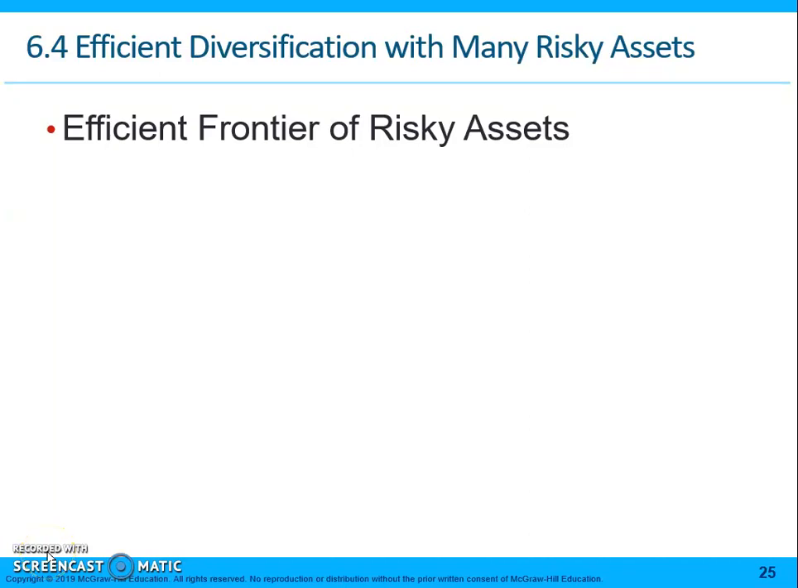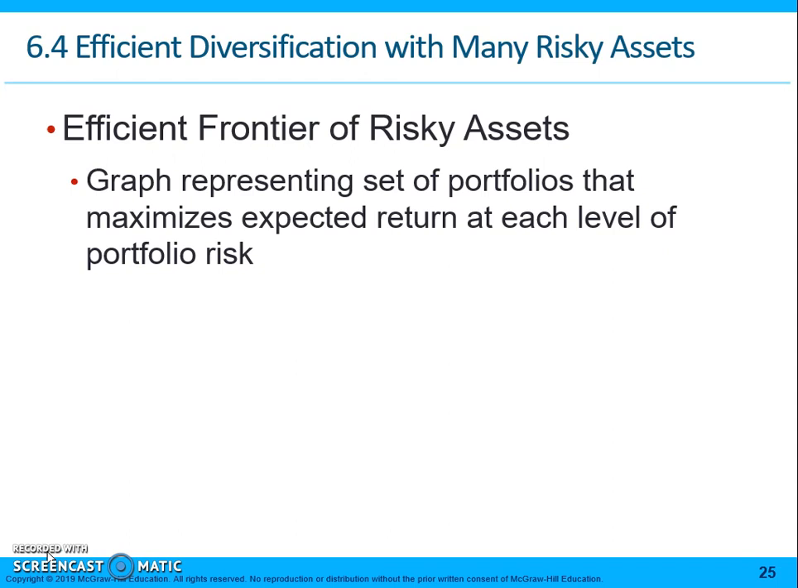Efficient frontier of risky assets. I mentioned this previously. Efficient frontier for risky assets is simply the investment opportunity set for the entire market. So it's a graph representing a set of portfolios that maximize expected return at each level of portfolio risk. It looks very much like an investment opportunity set, but we're dealing with many, many more investment opportunities than in our example with two portfolios.